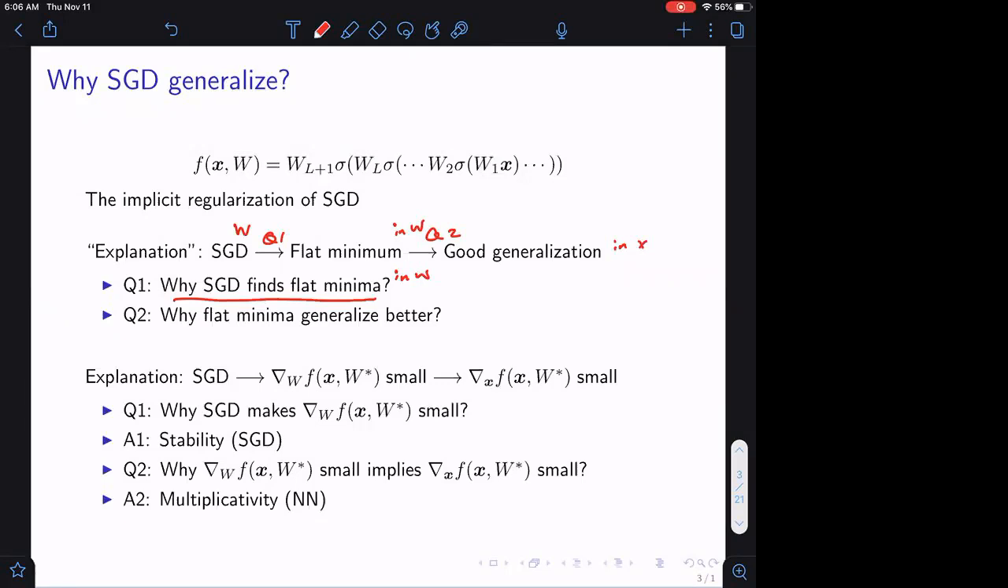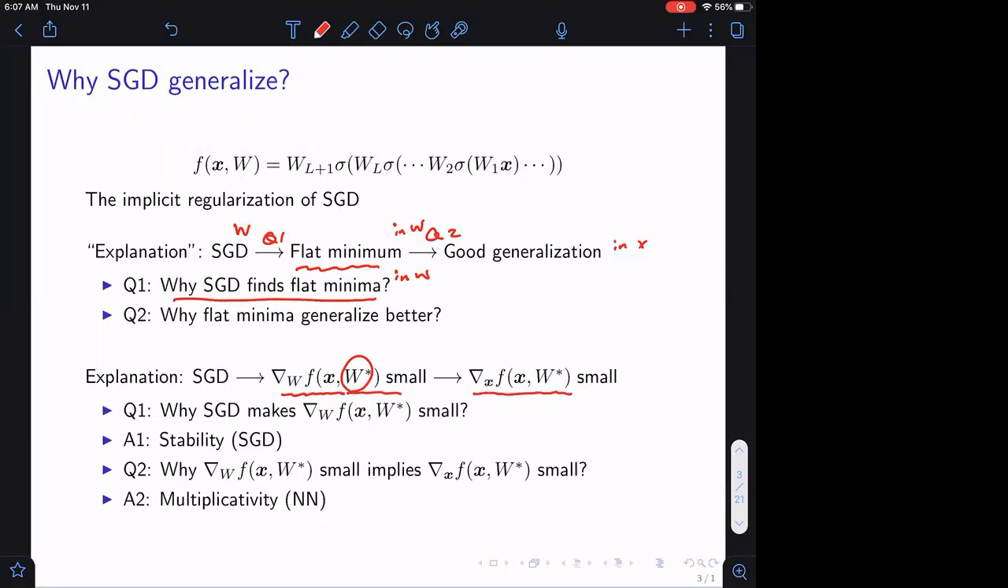So in this talk, what I want to do is give you a slightly more mathematical explanation about what's going on here. In fact, what I will show you is that flatness really means that the gradient in W at the solution W star is small. So flatness means that the W gradient of my model function is small. And one way to explain good generalization is that the X gradient of my model function at W star is small.